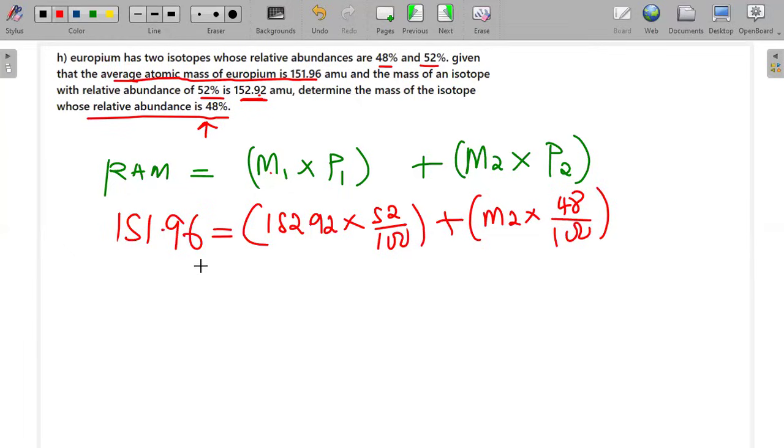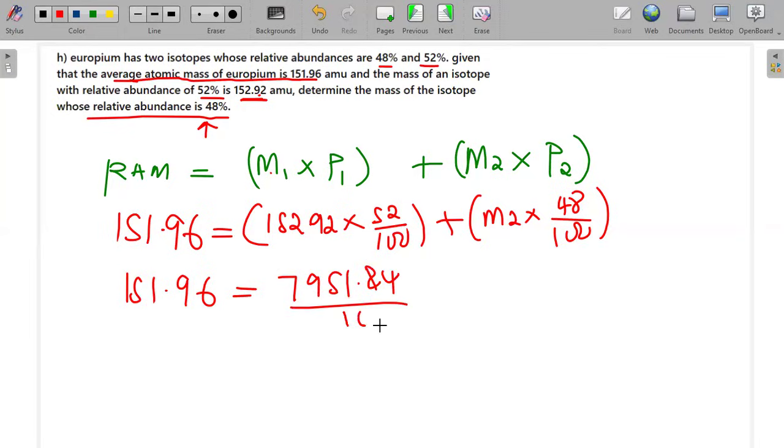So from here, what do we do? We have 151.96 equals, and then I multiply whatever I have on top there: 152.92 multiplied by 52, which gives 7,951.84 over 100, and then plus this one here, which is 48 M2 divided by 100.